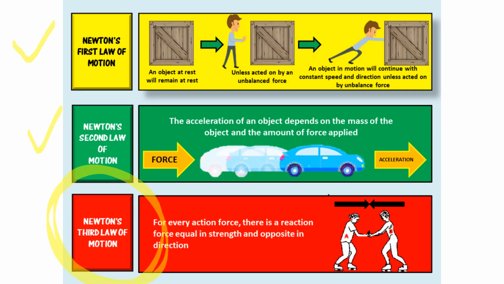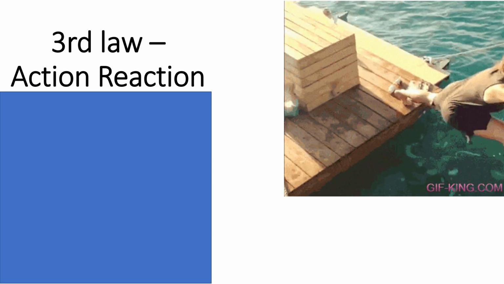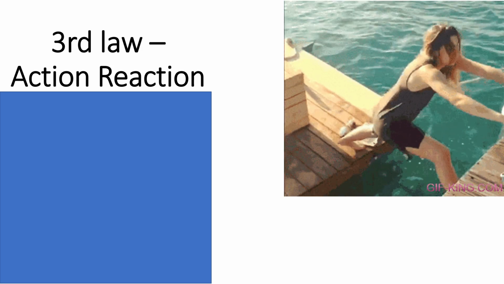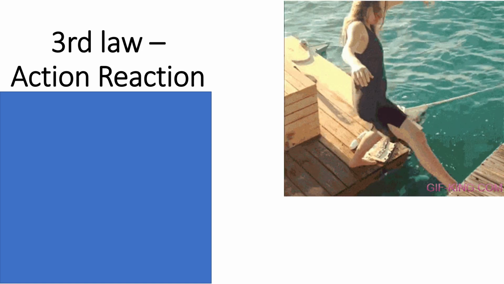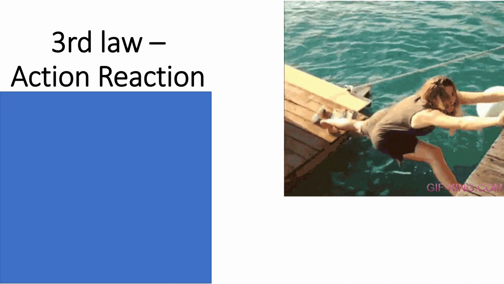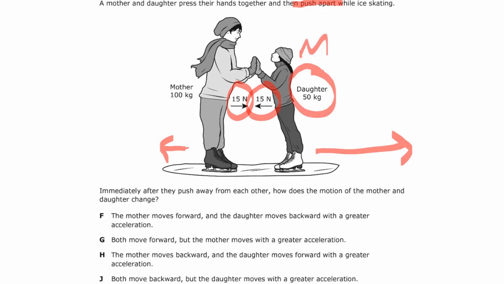Our last one is Newton's third law, and that is action reaction. Let's do it. Okay, so the mother and daughter press their hands together and push apart. They both are pushing with the same force, equal and opposite. The daughter's going to go this way, the mother's going to go this way. Well, how come I didn't draw the arrows the same size? The daughter only has a mass of 50 kilograms and the mother has a mass that's double that. So that's why you can see the discrepancy in the sizes.